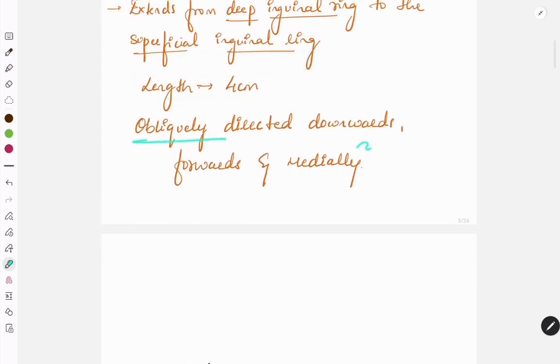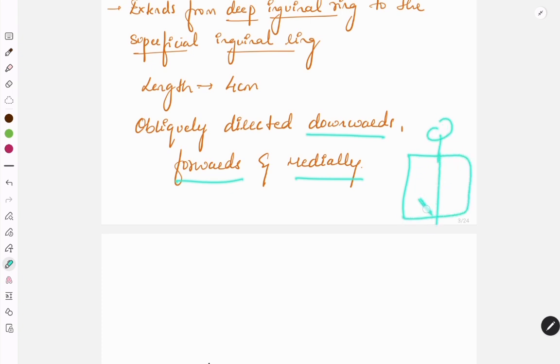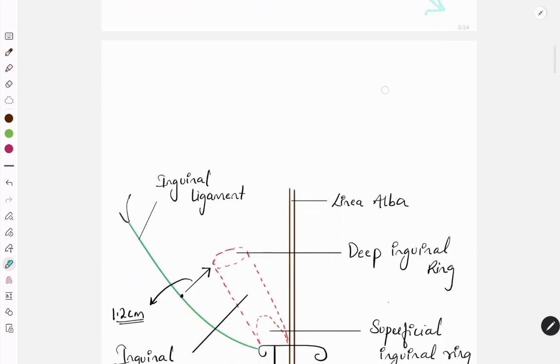It is obliquely directed, and it is directed downwards, forwards, and medially. So if this is the person and this is his abdomen, it is directed like this. It is going downwards, it is going forwards, and it is also going medially. Downwards, forwards, and medially.